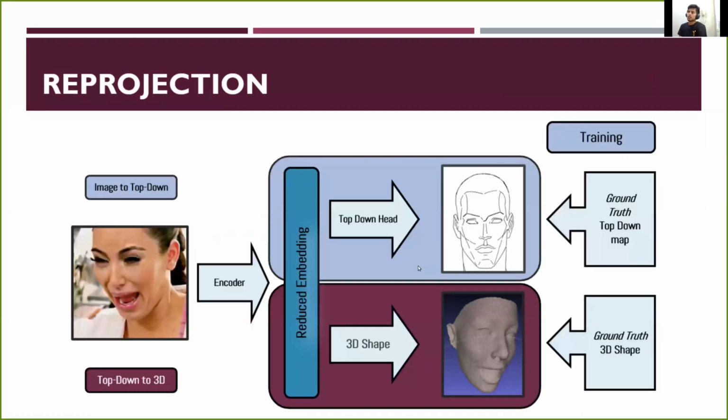If we revisit our model, we find that our two heads are basically the two steps in this cycle, one being image to top-down and the other being top-down to 3D.